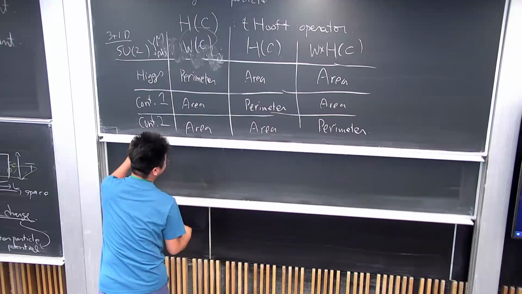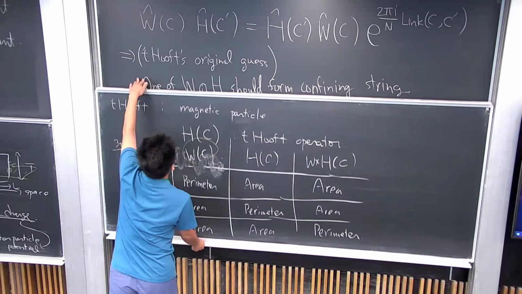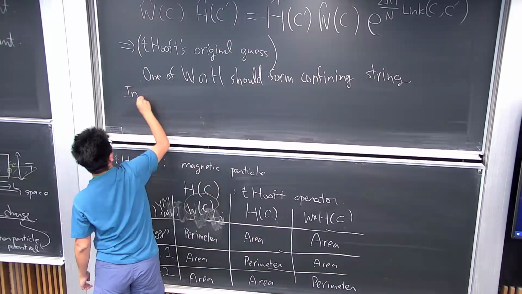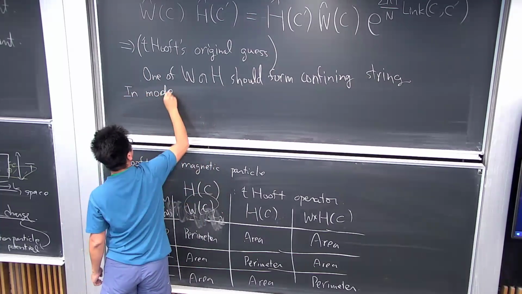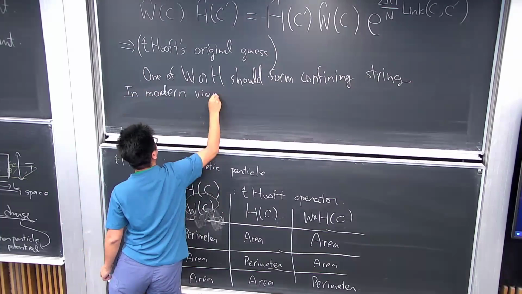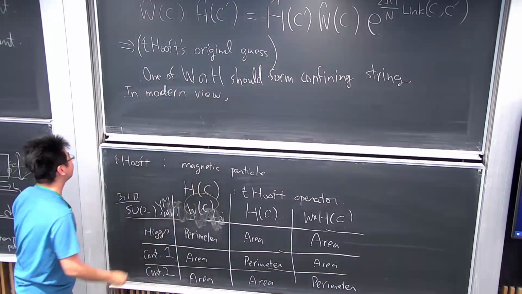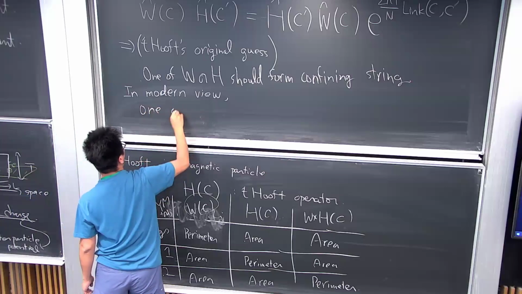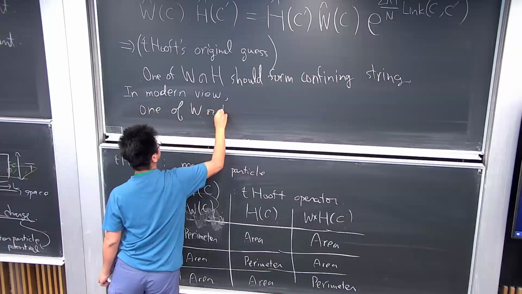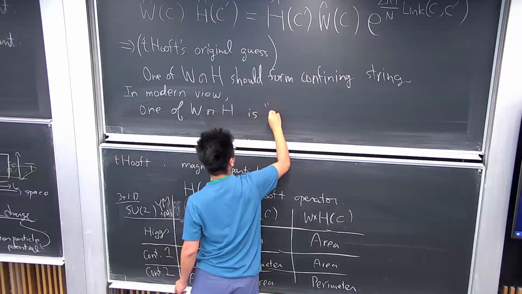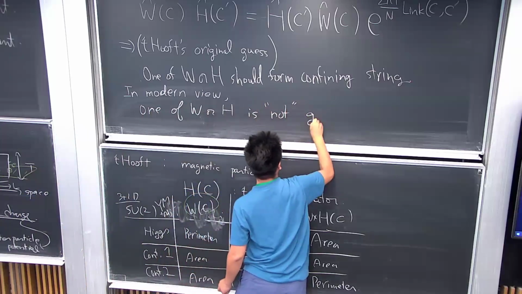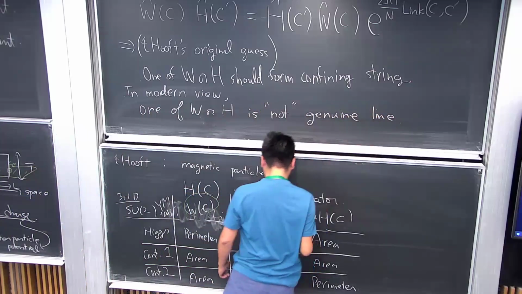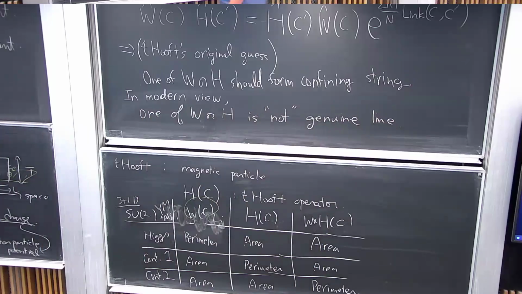But from the modern viewpoint, this is mysterious, or rather incorrect. In the modern view, this is incorrect, and the actual understanding is that at least one of W or H is not a genuine line. And this commutation relation is understood that way.